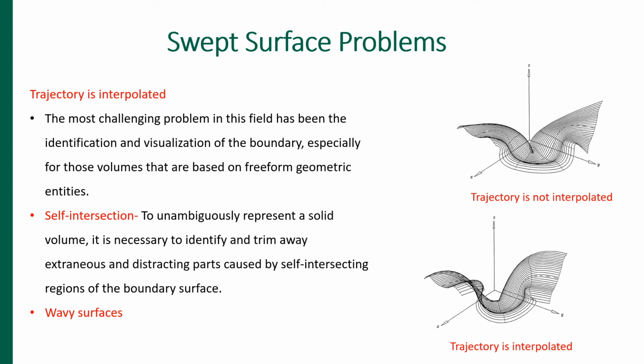Swept surface problems: trajectory is interpolated. There are two main swept surface problems. One is self-intersection and the other is wave surfaces. Mostly the most challenging problem in the field has been the identification and visualization of the boundary, especially for those volumes that are based on free-form geometric entities. Self-intersection: to unambiguously represent a solid volume, it is necessary to identify and trim away extraneous and distracting parts caused by self-intersecting regions of the boundary surface.